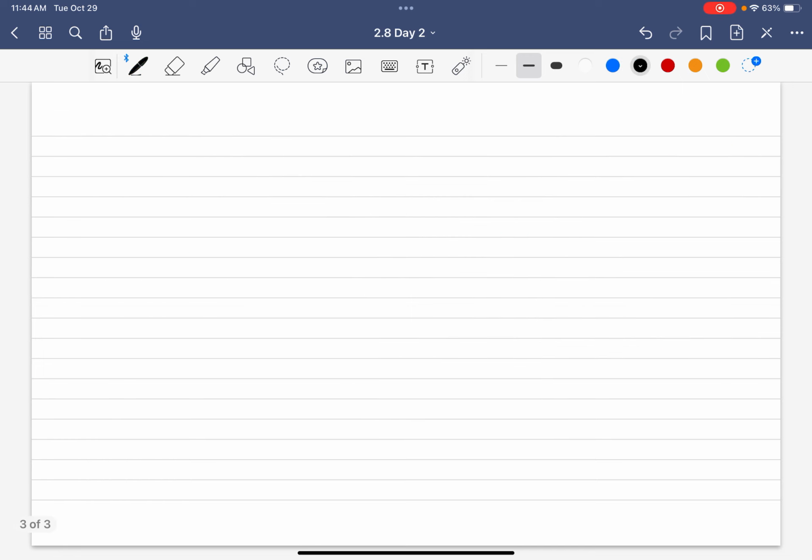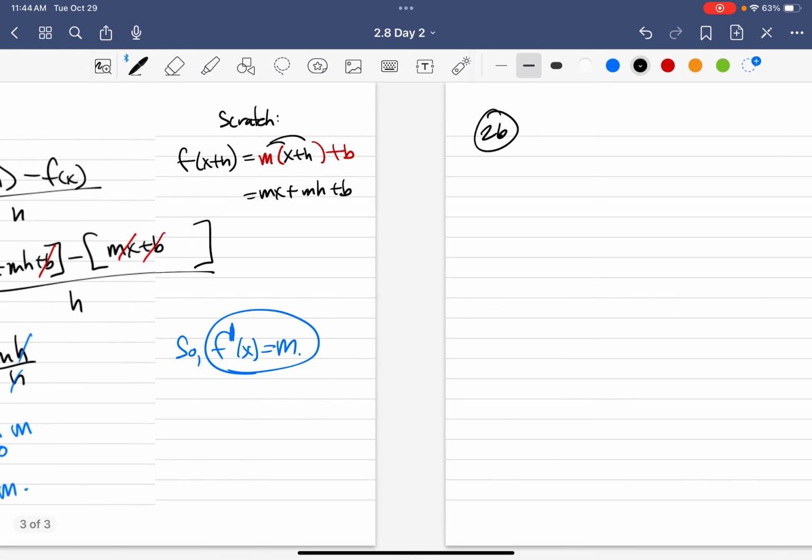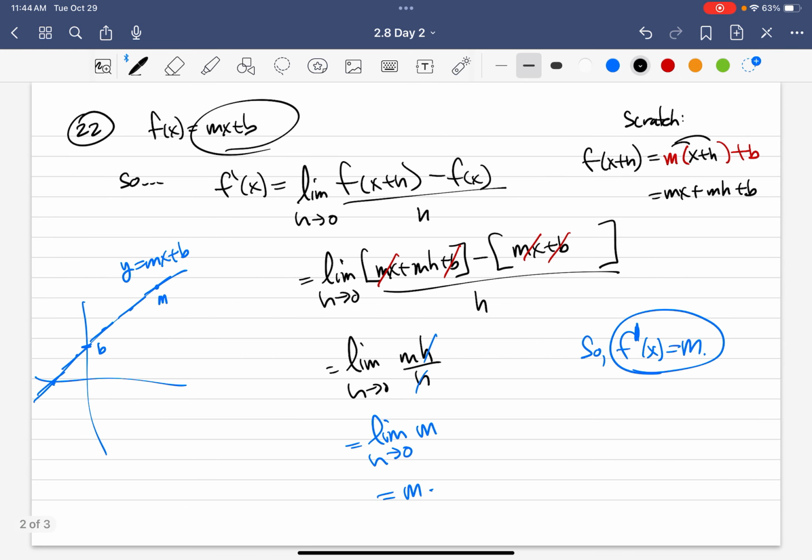So now I do 26. Okay, so it says state the domain of the function and its derivative. Well, the domain of f is all reals, and the domain of f prime is also all reals. You can put in anything you want.